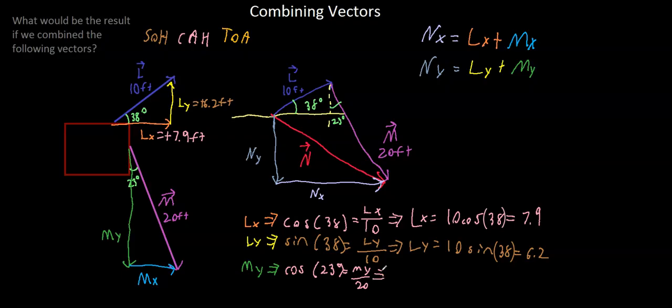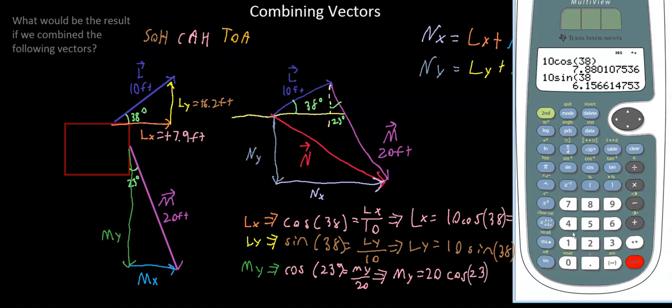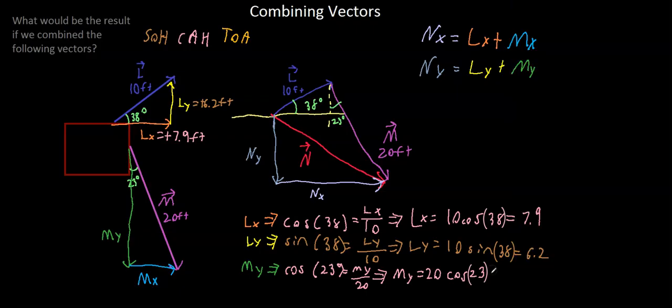And we can rewrite that formula by multiplying by 20 on both sides. It's M of y equals 20 times the cosine of 23. And we type that into our handy dandy calculator. So we say 20 times the cosine of 23, and we will get our distance is 18.4 feet. So we can write that here, equals 18.4 feet.